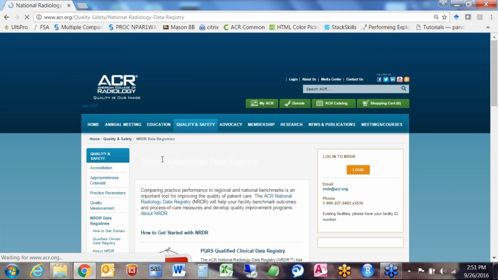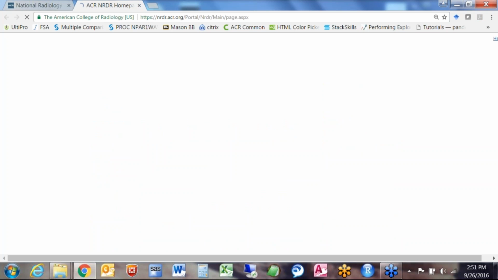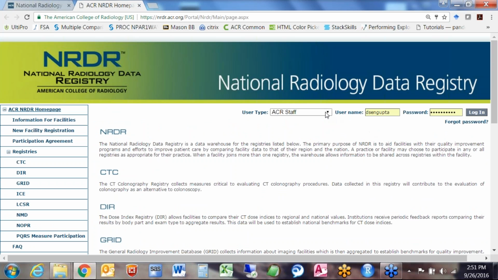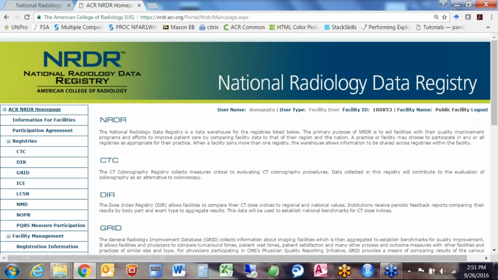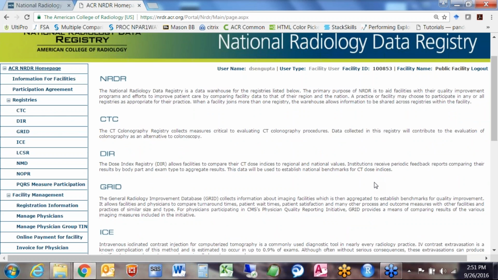So let's see how we can do it. This is our website, National Radiology Data Registry. You log in using your login credentials. I'm going to log in as a facility user, and I'm going to use a test facility. Last time it did not work, so I'm going to give it a shot right now and see if my test facility has any data. So I am logged in as a facility user for a test facility.